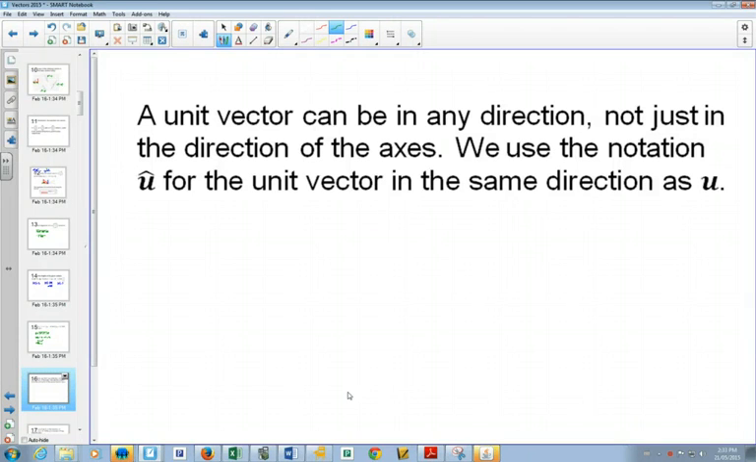New definition here, the unit vector. And anytime we use the word unit, we're talking about one. So what we're looking for is a vector in the same direction as another vector, but whose length is 1.